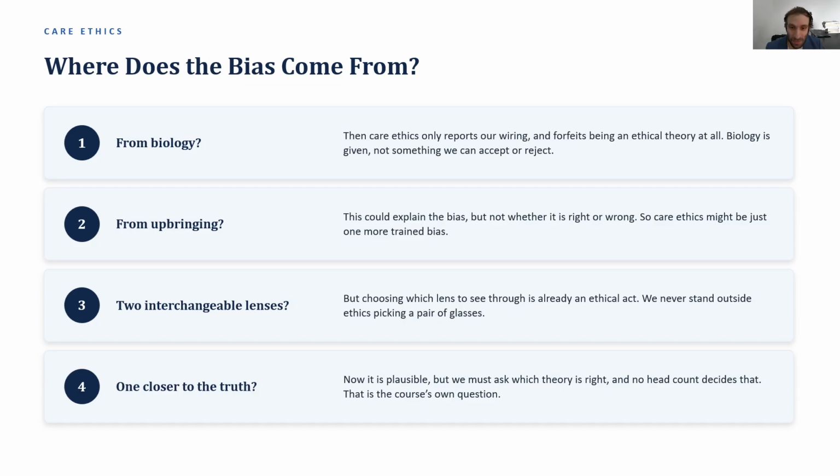Finally, we could say that these are two different accounts of ethics, one closer to the truth than the other. In this case, care ethics becomes plausible, but now we must ask, which theory is right? No head count settles that. If majority rule made something true, then the Earth was once the center of the solar system and then stopped being so when opinion changed, which seems absurd. Psychology can give us insight into this question, but it cannot tell us which ethical theory is true. Here, our overarching question returns once more. What does it mean to live the good life?